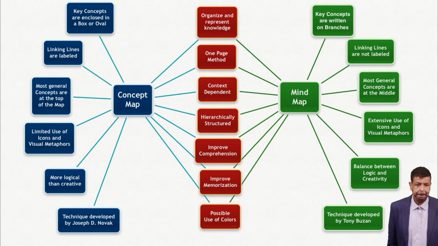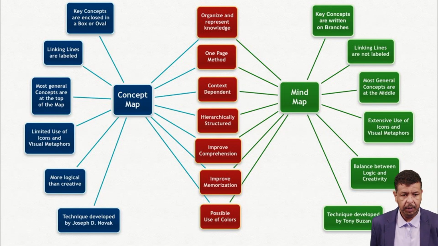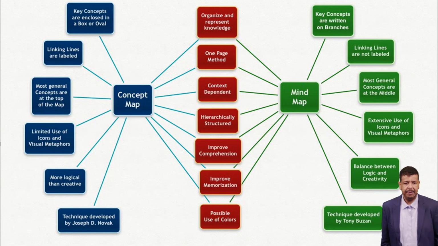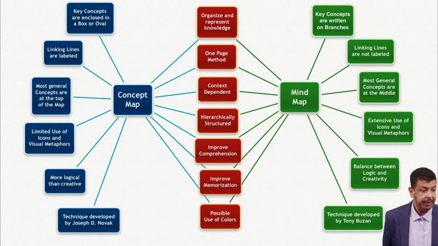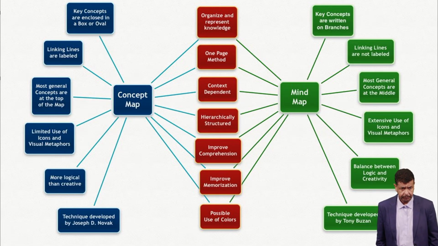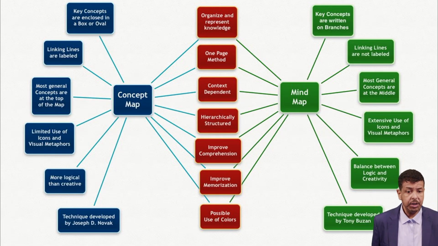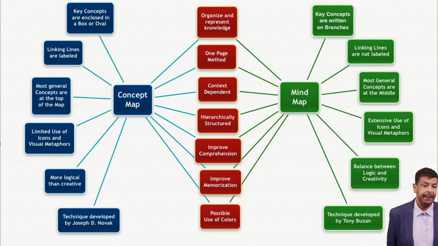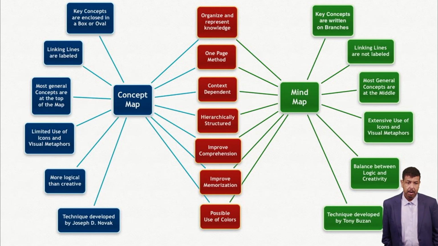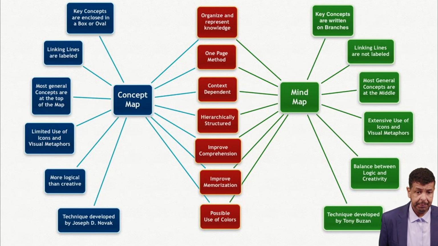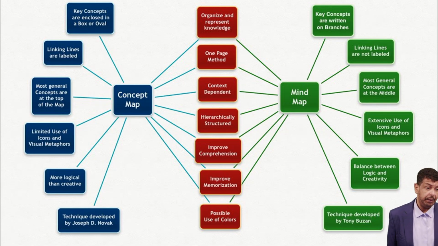For the concept map, the linking lines are labeled, and in the mind map, the linking lines are not labeled. For the concept map, the most general concepts are on the top of the page, while for the mind map, the most general concepts are in the middle of the page. In the concept map, there is a limited use of icons or visual metaphors, while in the mind map, there is extensive use of icons or visual metaphors.